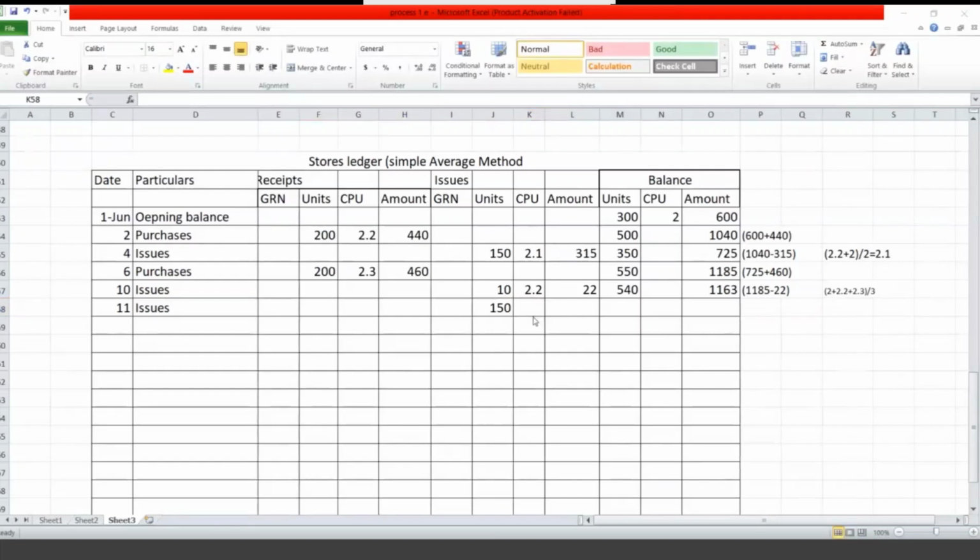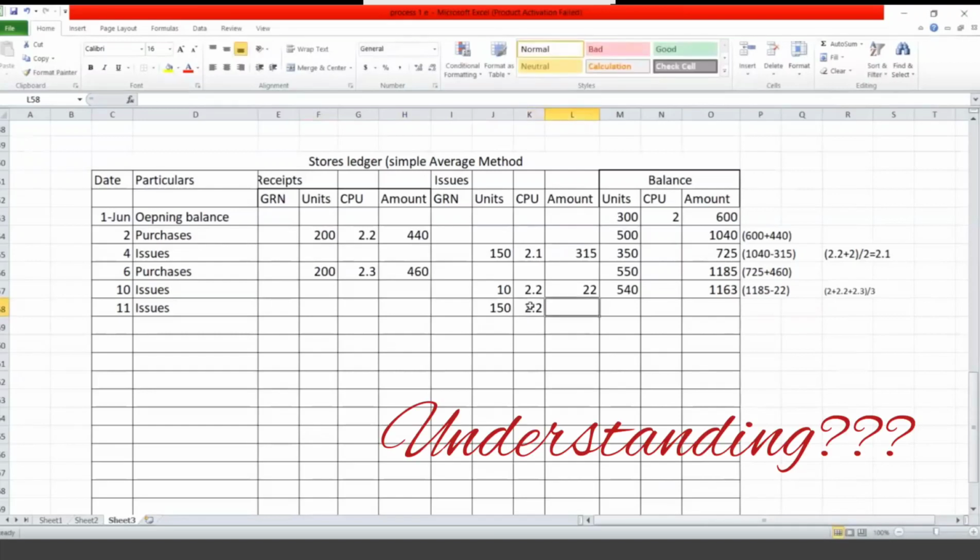Here there is no change in between. We didn't receive anything new. So you can take directly 2.2. 150 into 2.2, how much will you get?